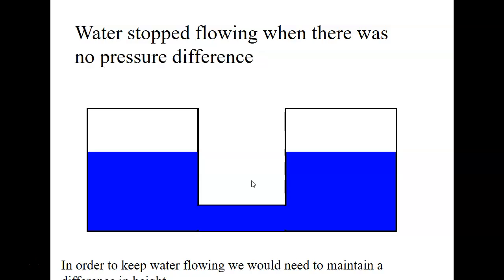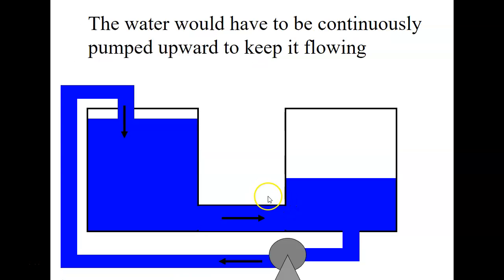In order to keep water flowing, we would need to maintain a difference in height. We'd have to maintain a higher height on one side or the other in order to keep water flowing from one tank to the other. So in order to do that, we could use a pump. A pump could move water from the lower tank over to the higher tank, and then we would have water continuously flowing. We'd have a continuous current.